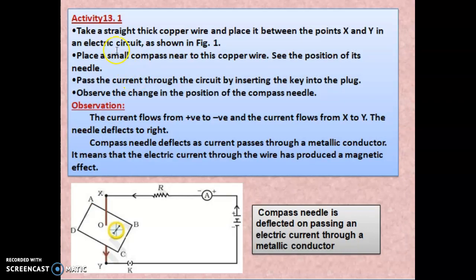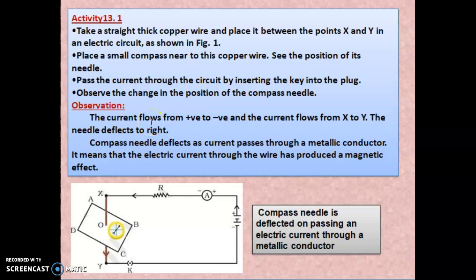Now we can see Activity 13.1. Take a straight thick copper wire and place it between the points X and Y in an electric circuit, as shown in Figure 1. Place a small compass near this copper wire and see the position of its needle. Pass the current through the circuit by inserting the key into the plug. Observe the change in the position of the compass needle.